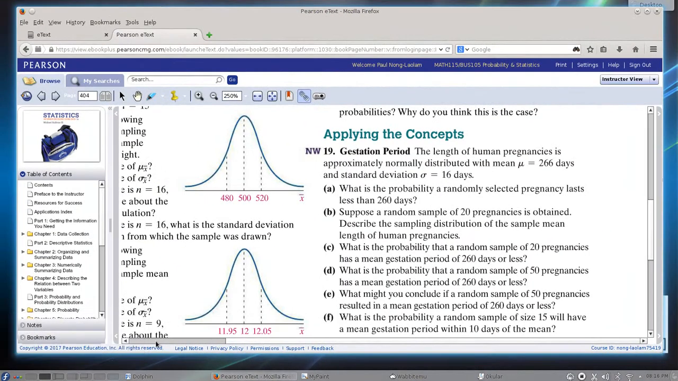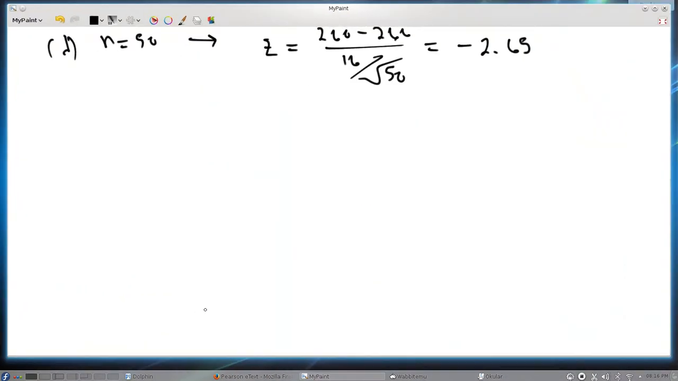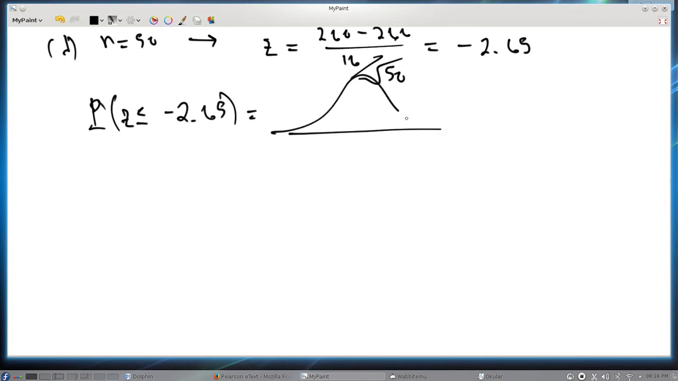Oops, the wrong one. Right here. Okay, so now what we have is the probability of z less than or equal to -2.65, and let's draw the curve. So the curve looks like this, -1, -2, -3, -2.65 somewhere around here. So there's -2 right here, -0.5, 0.65 somewhere around here. The shaded region is what we're after.